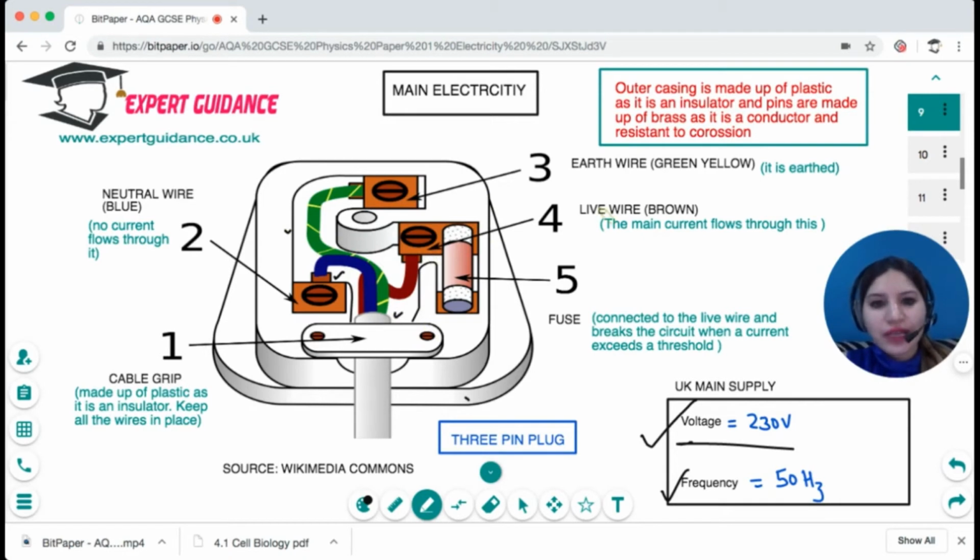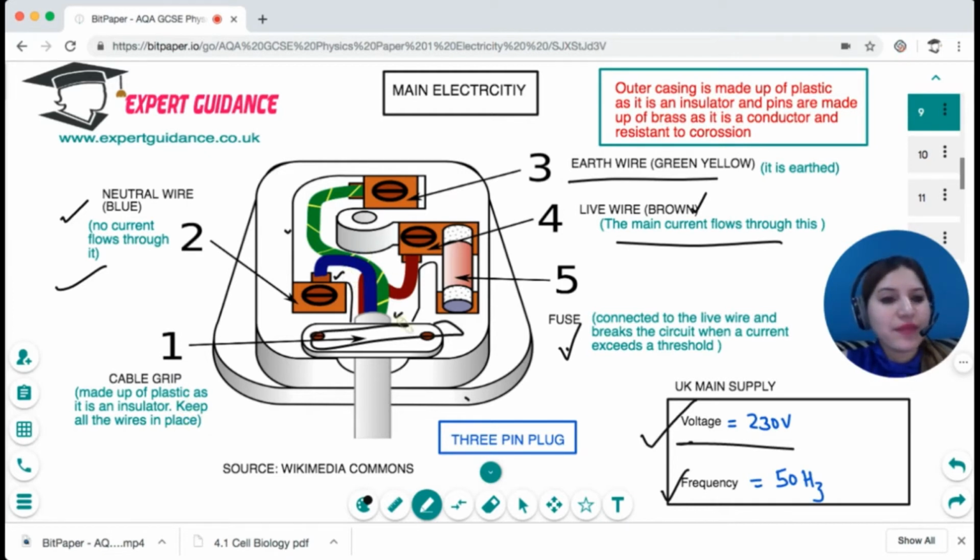The brown wire is the live wire where the main current flows, and the fuse is connected just to the live wire, because if the current exceeds a threshold in the live wire, it breaks the circuit. Then on the other side, to the left side, goes the blue wire, that is the neutral wire, in which no current flows. And to the top pin, there's the greenish yellow wire, and this is the earth wire, which earths the electric current. And then there's a cable grip, which is made of an insulating material, plastic, and it keeps all the wires in place and prevents them from touching.